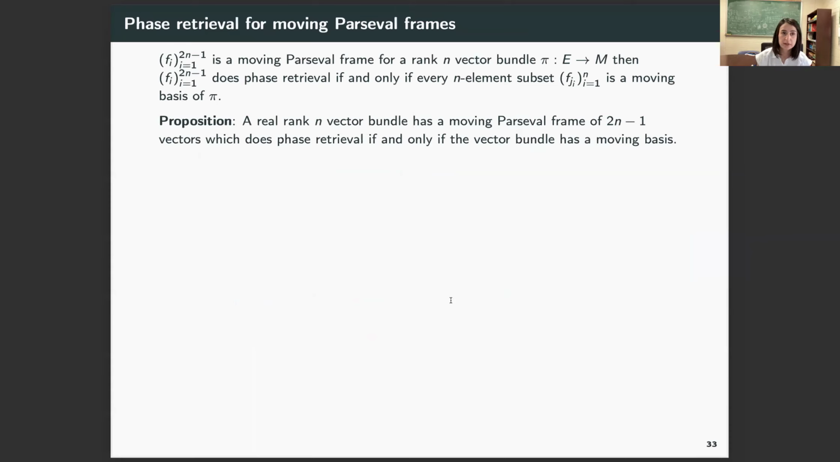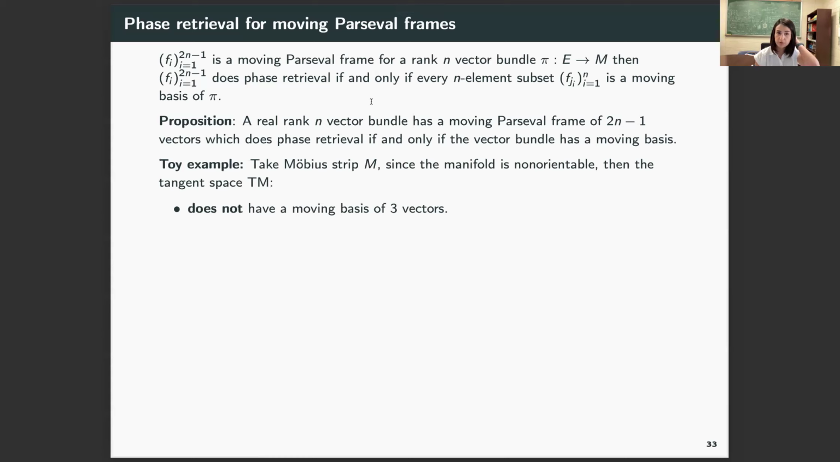So if I'm starting with a moving parsable frame of 2n minus 1 vectors, I know that it does phase retrieval if and only if every n-element subset is a moving basis. So this is one condition that I need to have: every n-element subset is a moving basis of the vector bundle. And a real rank n vector bundle has a moving parsable frame of 2n minus 1 vectors which does phase retrieval if and only if the vector bundle has a moving basis.